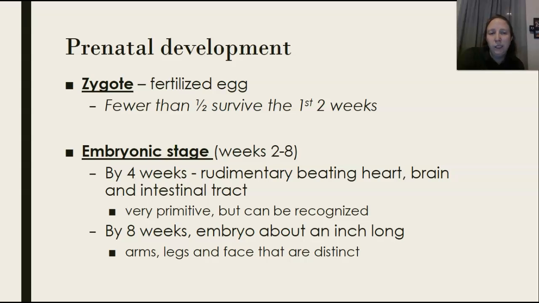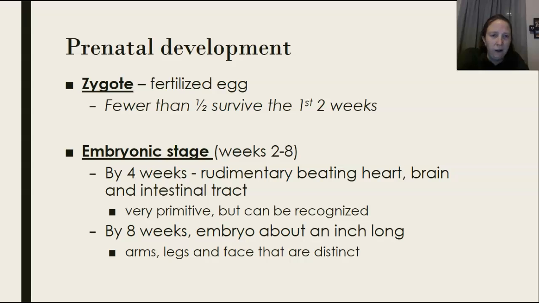Then in weeks 2 to 8 after fertilization, this is considered the embryonic stage. By 4 weeks, there is a rudimentary, which is a word that means primitive, like the earliest basic version of a beating heart. Brain and intestinal tract are all very primitive, very early, but can be recognized, particularly by a trained doctor. And by 8 weeks, an embryo is about 1 inch long with arms, legs, and faces that are distinct.